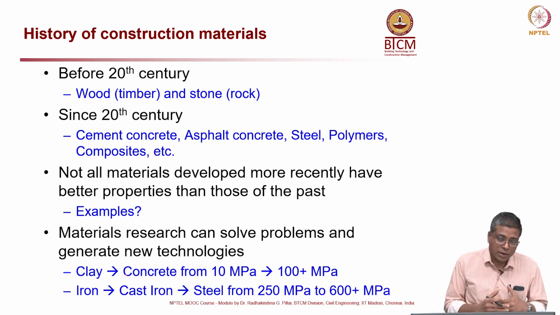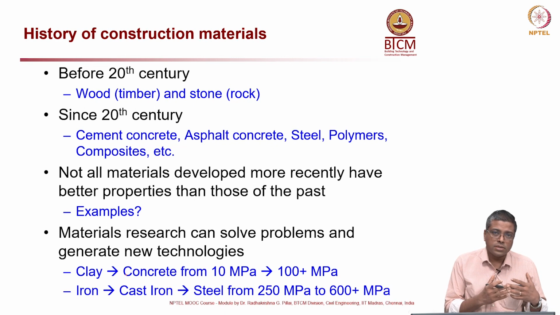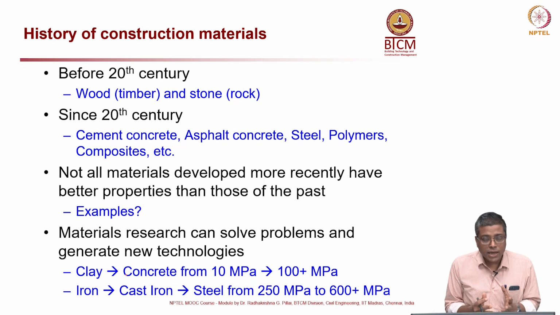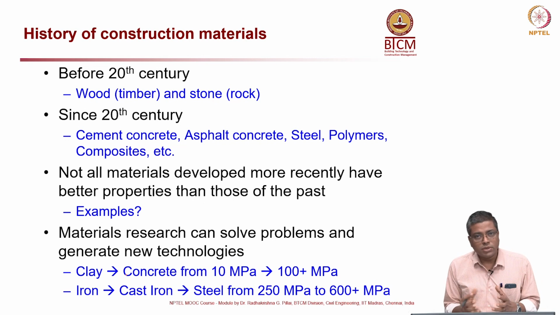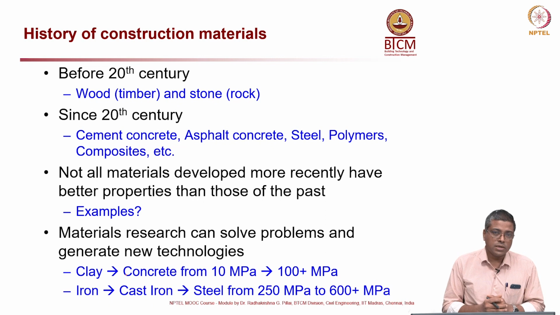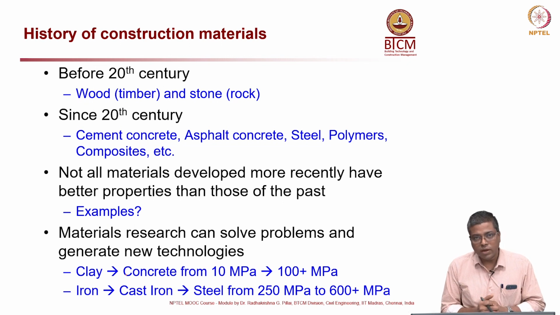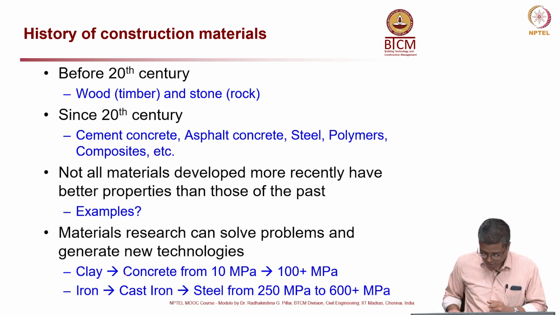And then in terms of the metals, earlier we used to have iron, and then people made cast iron. Then they found that cast iron is very brittle, so they made steel which is more ductile than the cast iron. So, this evolution of these various metals, it evolved, and now today you have numerous types of metals available which have various properties which can cater to various requirements of the industry. So, like that, materials research is very important even in civil engineering construction.